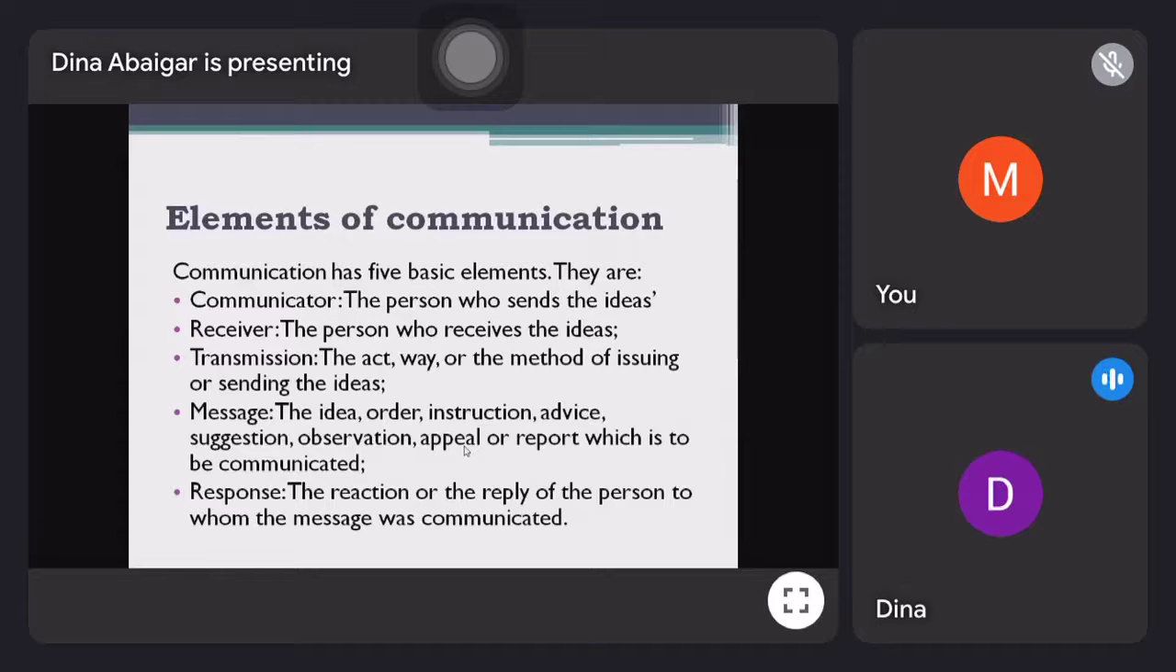So next we have the response: the reaction or the reply of the person to whom the message was communicated. So the response here is from the receiver.